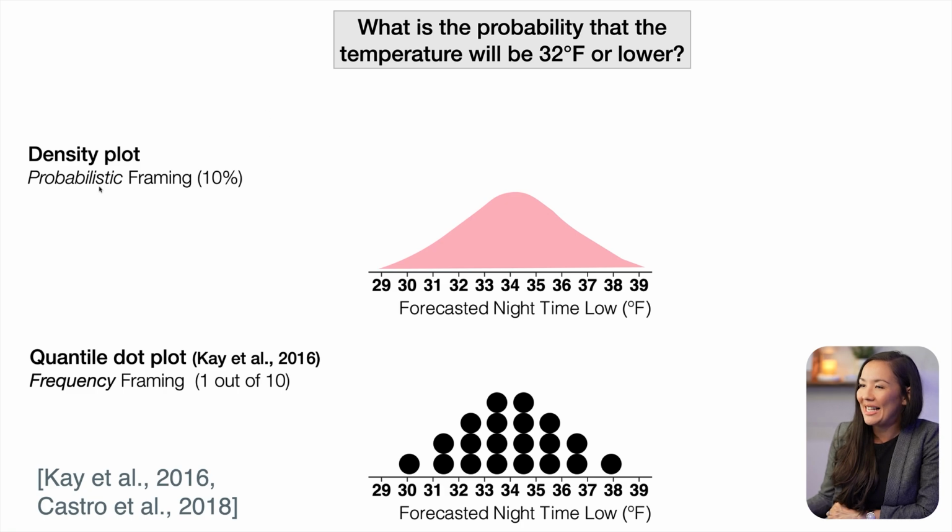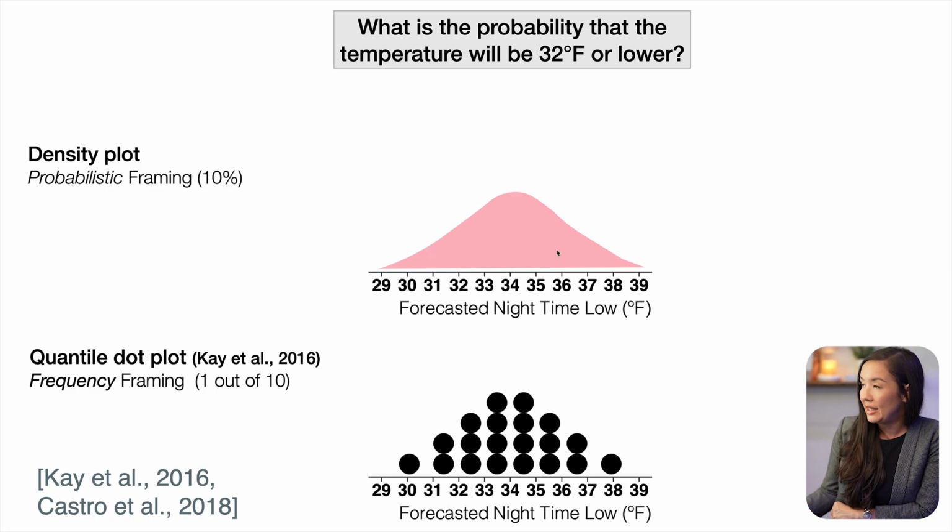On the top, we have a density plot here, and on the bottom, we have a quantile dot plot. And these are both showing distributional information, continuous information. But we want to think about how effective these different techniques are, meaning how easily and readily can you read off values from these visualizations. So a task that we might do with this is we might ask, what is the probability that the temperature will be 32 degrees or lower? This is the nightly forecast, okay?